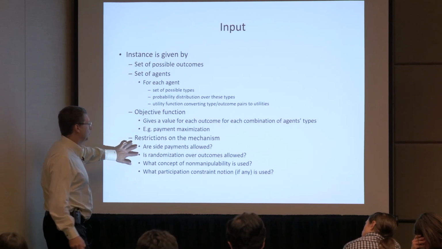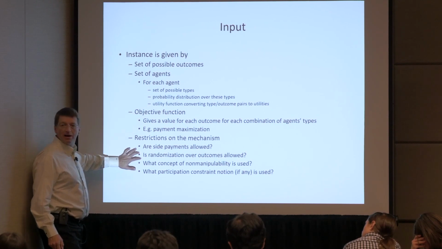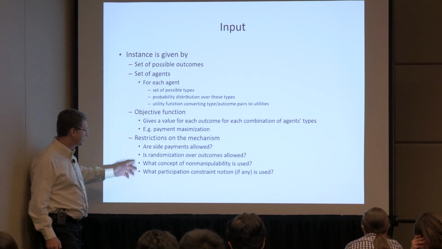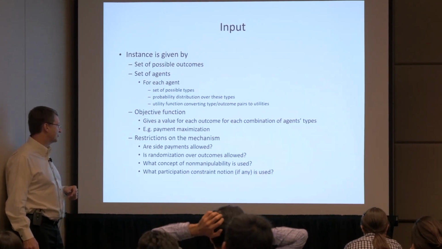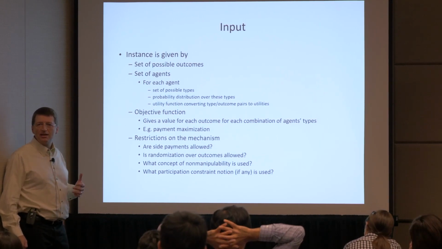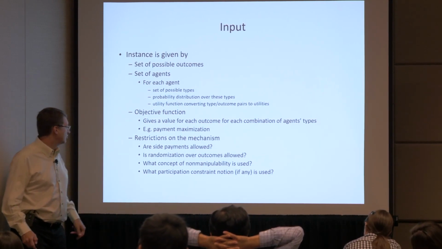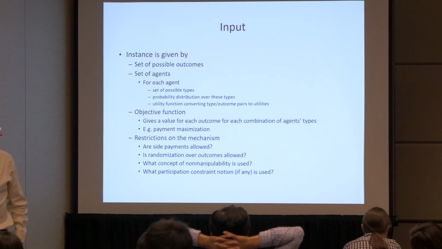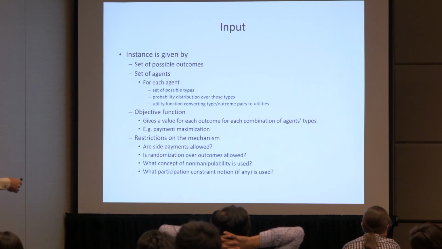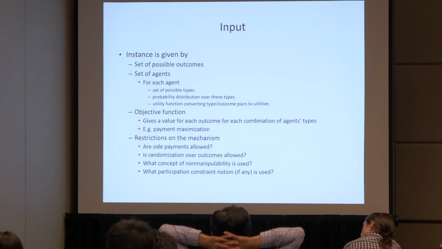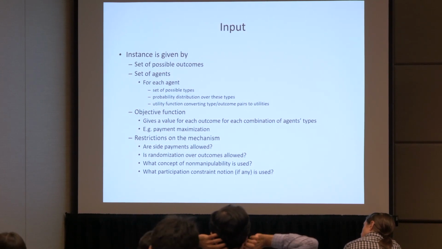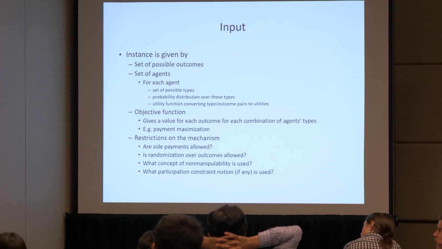Is randomization over outcomes allowed? We'll talk about the power of randomization. Sometimes randomization allows you to generate better mechanisms. What concept of non-manipulability or incentive compatibility is used? As Ellen was talking about, ex ante, ex interim, ex post. What participation constraint notion, if any, is used? What sort of individual rationality is used? Again, ex ante, ex interim, ex post. And by the way, sometimes none. For example, if you're voting for the president in your country, even if you don't vote, they'll still become your president. So in some applications, you don't even need to worry about individual rationality constraints.